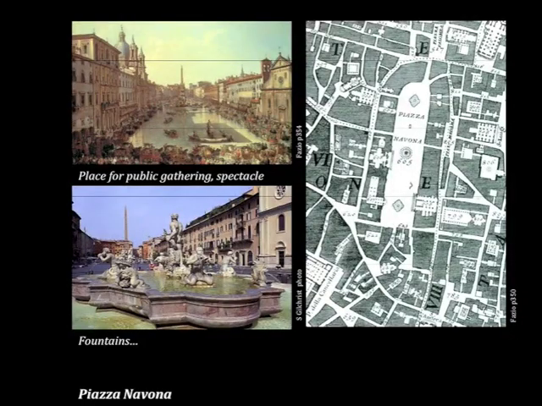We're going to continue next time talking a little bit more about Pietro da Cortona and also urban space and the deliberate design of urban space in Baroque Rome.